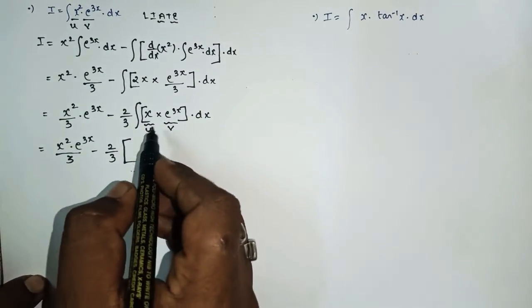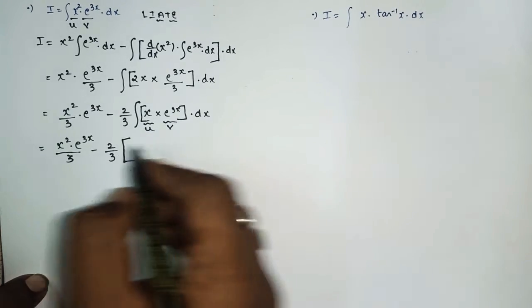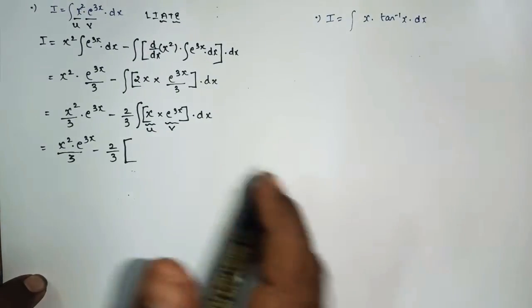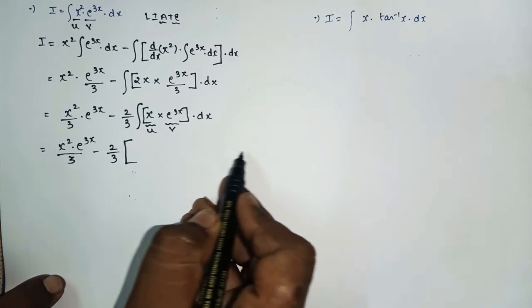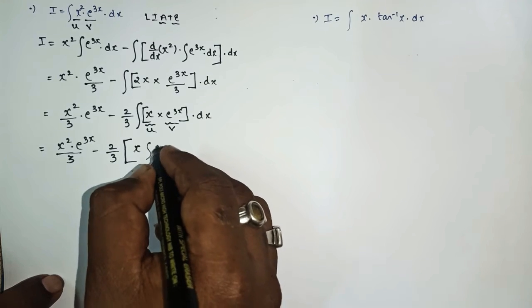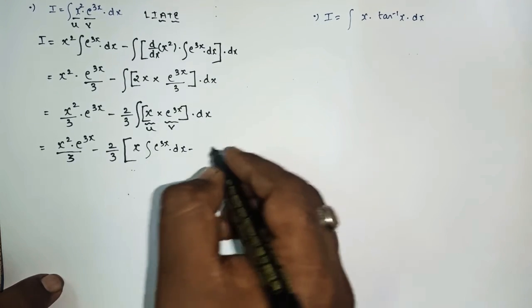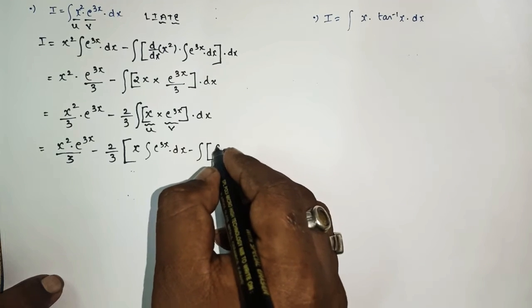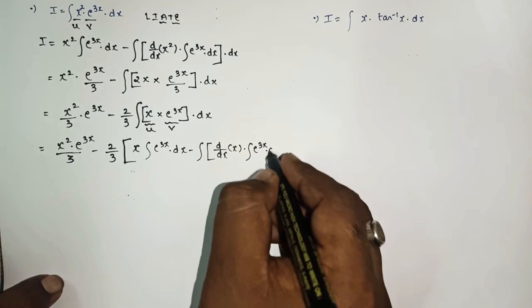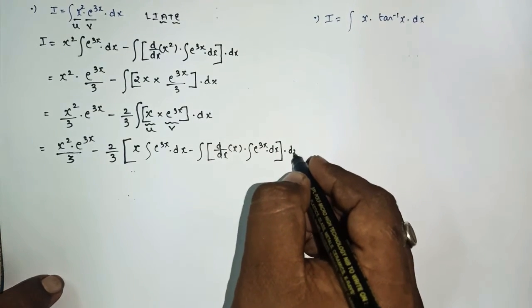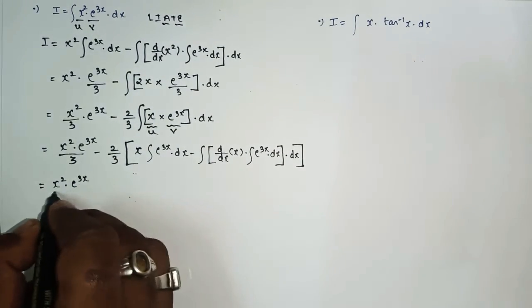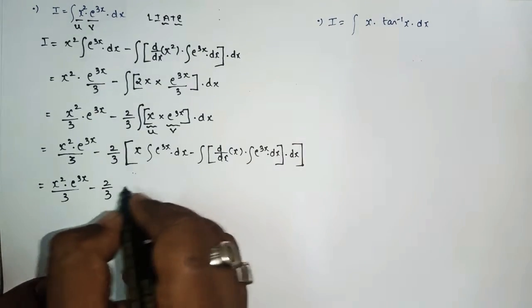So now, for the second part, whatever you solve, whatever you write inside the box, keep this 2 upon 3 outside the box only. Okay, and then apply the formula. So x, u into integration of v minus integration of the derivative of x into integration of e raised to 3x into dx, and then bracket close. So x square into e raised to 3x upon 3 minus 2 by 3.